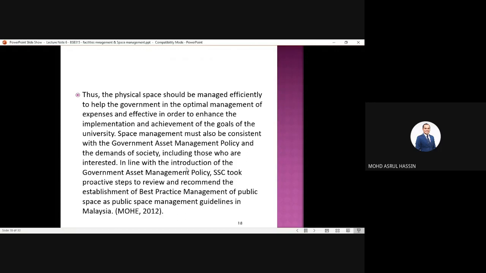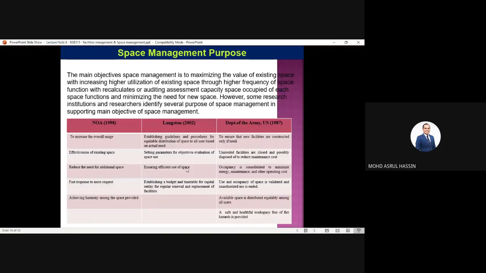The physical space should be managed efficiently to help the government in optimal management of expenses. We talk about being effective and efficient: effective in space utilization, efficient in cost management. Okay, the main objectives of space management, from different authors, NOA 98, Langston 2002, and Department of the Army, United States 1987, are to increase the overall usage, establish guidelines and procedures for equitable distribution of space to all users based on actual needs, so we need to know the needs of the users, and to ensure that new facilities are constructed only if needed. That is important.